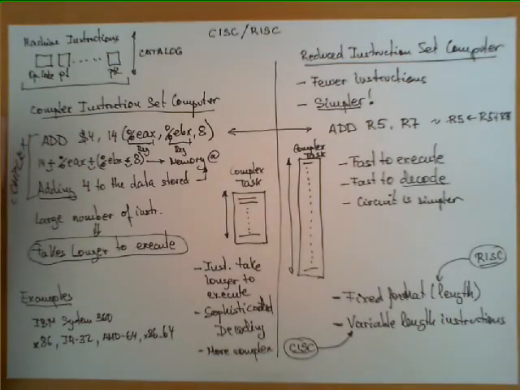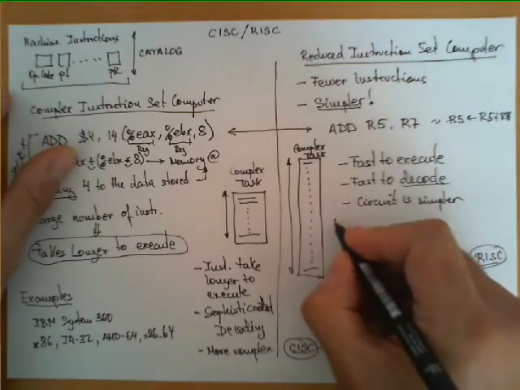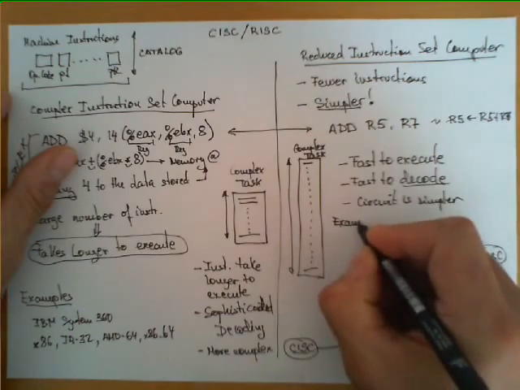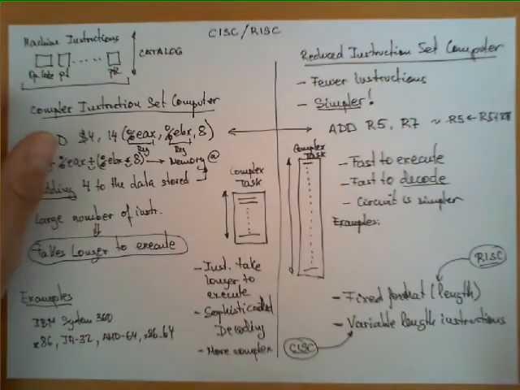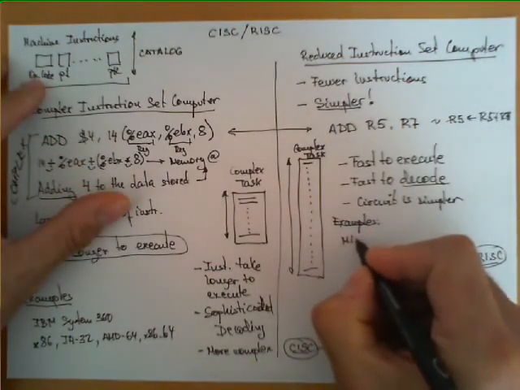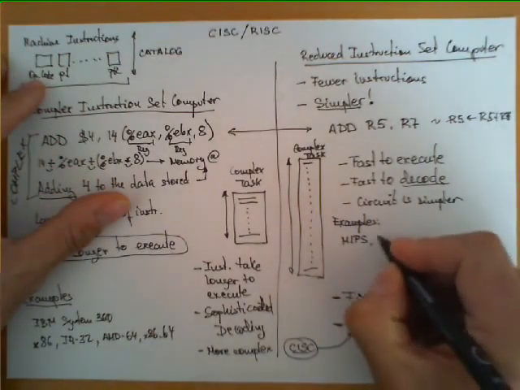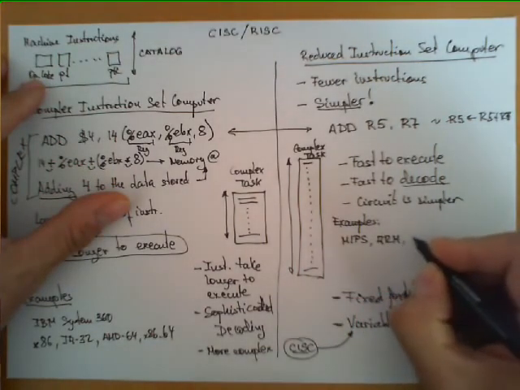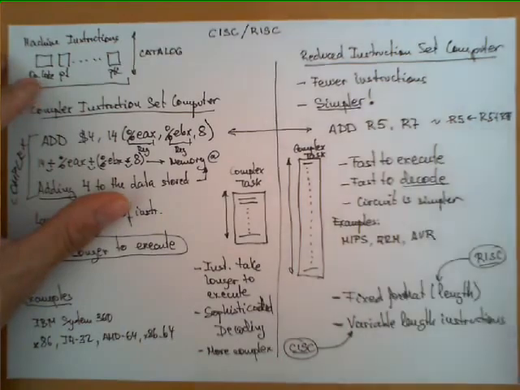Let me finish just by giving some examples of the typical RISC architectures that we have now, and some of them would be, for example, the very well-known MIPS. A more recent one is ARM, and an interesting one as well is the AVR by Atmel.